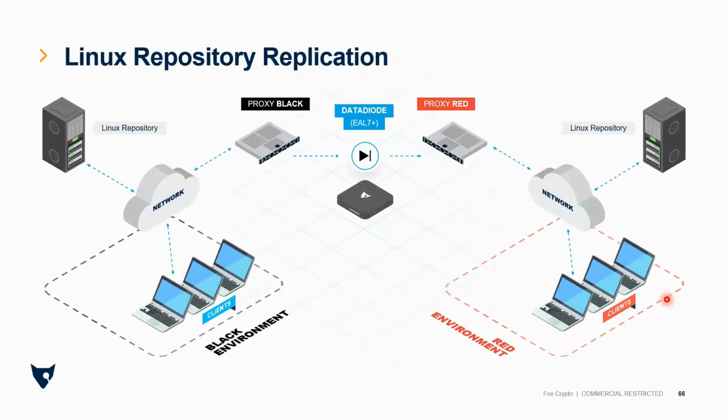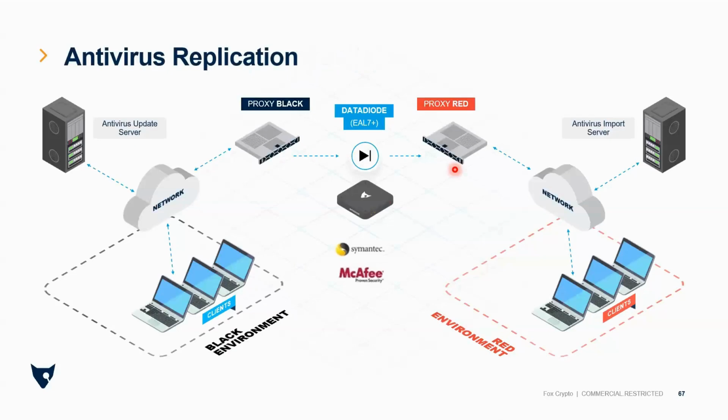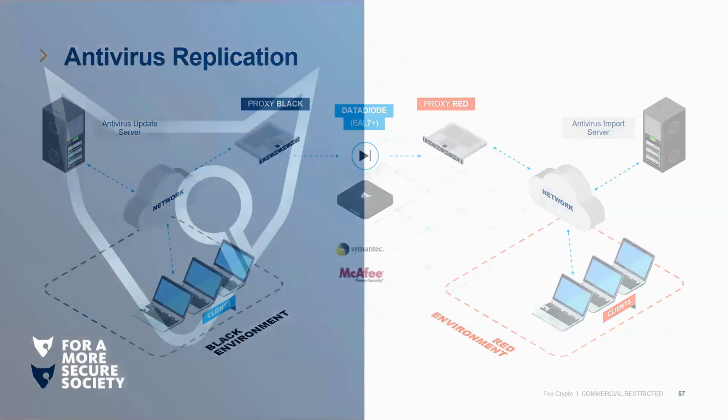If you do it for Microsoft, you need to do it for Linux and GitHub as well. So we have an rsync replicator, which can synchronize an entire repository to the other side. And you can do the same with antiviruses. You have an antivirus server, it sends its update files, you send them across, import them, and here all the clients get the updates.